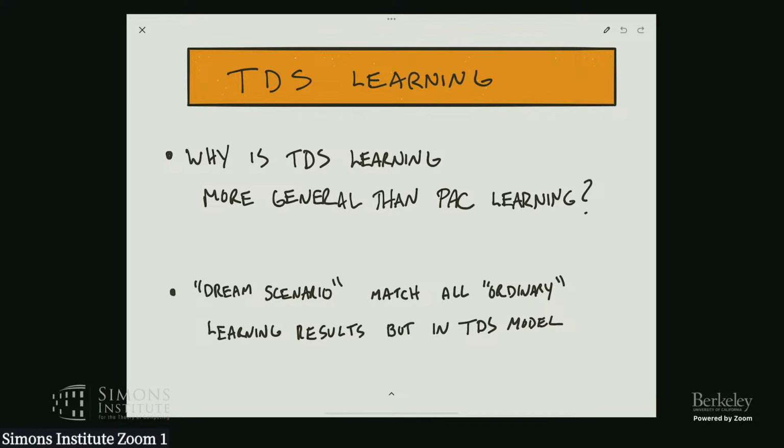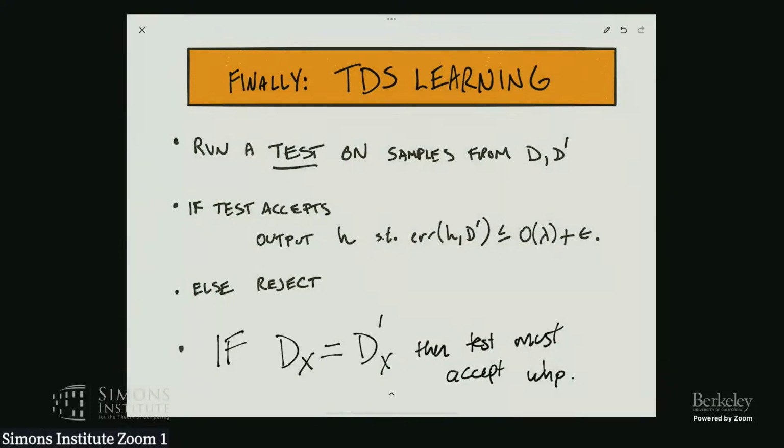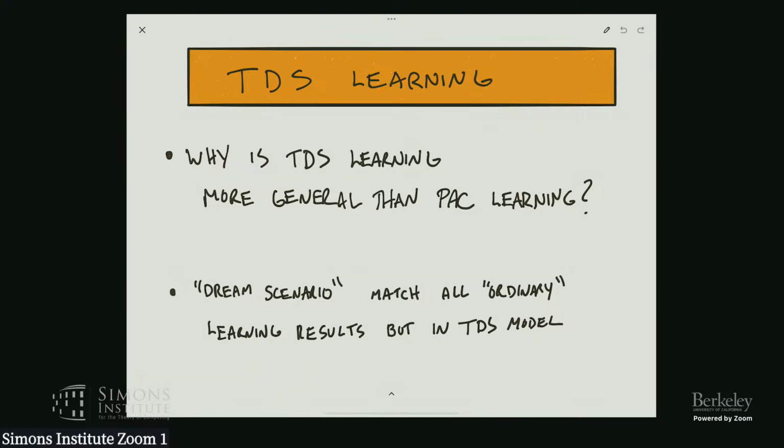Good. In PAC learning, D train always equals D test. Always, every single time. And in that condition, the test has to accept and output a classifier that does well. So yes, it's absolutely more general than PAC learning, because that's an easy case. It's when it forces the algorithm to accept. And so the dream scenario is to take every PAC learning algorithm or agnostic learning algorithm that we know and figure out a way to port it into this model so that we can be robust with respect to distribution shift. That would be a great scenario.